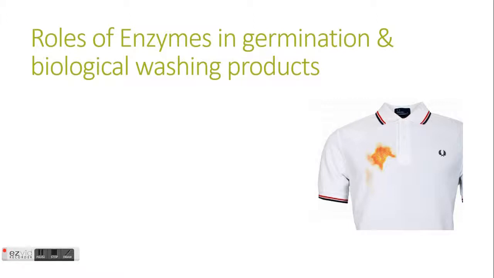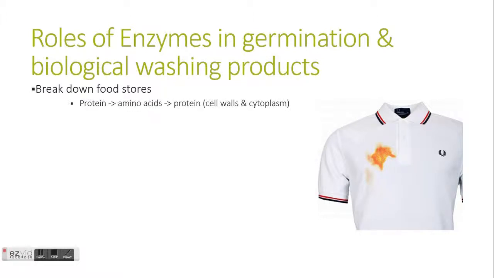Roles of enzymes in the germination of plants and biological washing products. In the germination of plants, enzymes are used to break down food stores inside the seeds. For example, protein is broken down into amino acids and then built up again into new proteins for the cell walls or the cytoplasm. Then amylase breaks down starch into maltose, which is then broken down into glucose to be used in the cellulose of the cells or the respiration of the plant itself.